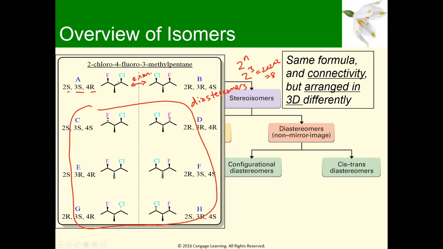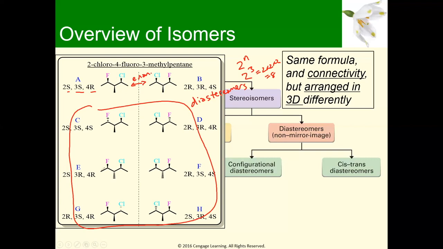Or we could have made the methyl group go in, as it shows here in E. Okay, and it has its mirror image. Or we could make the chlorine go in, and it has its mirror image. So that's what we mean by diastereomers. C through H here, they are not mirror images of A. There's only one mirror image of A, so there's only one enantiomer.